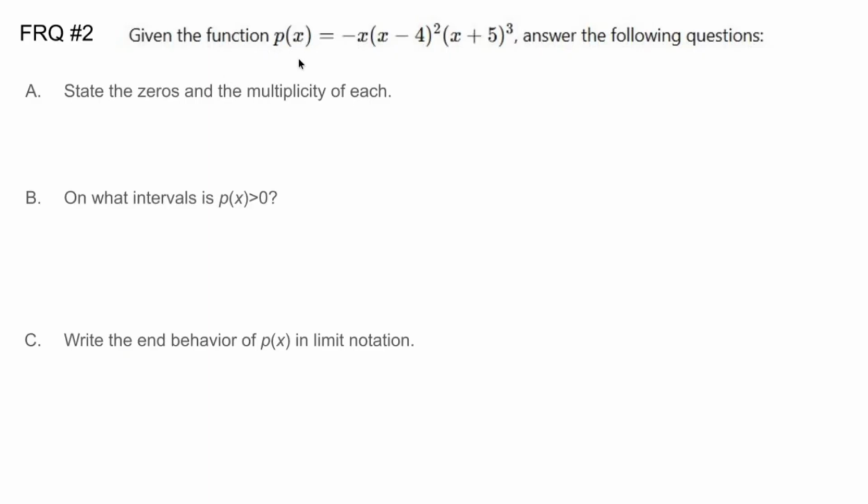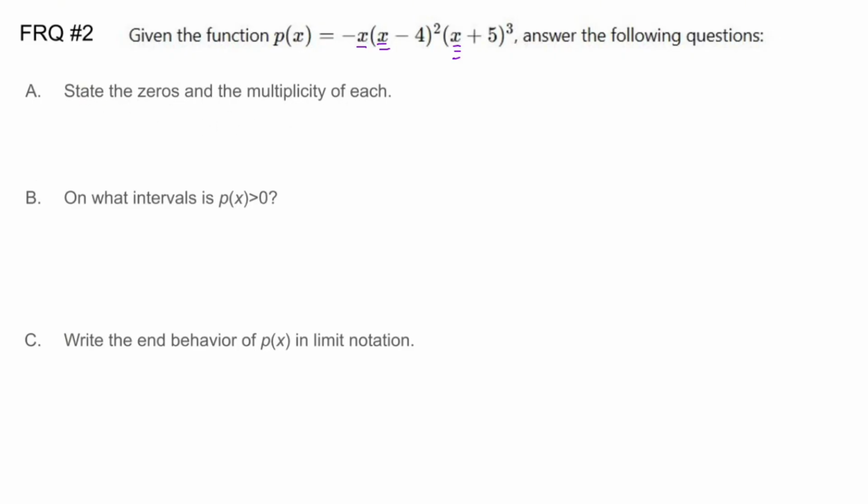Given the function p of x equals negative x times the quantity x minus 4 squared times the quantity x plus 5 cubed, answer the following questions. So we have this polynomial here in factored form. We got a negative out in front. We got 1 x living out there. We've got 2 x's living in here. We got 3 x's living in here. Okay. State the zeros and the multiplicity of each.